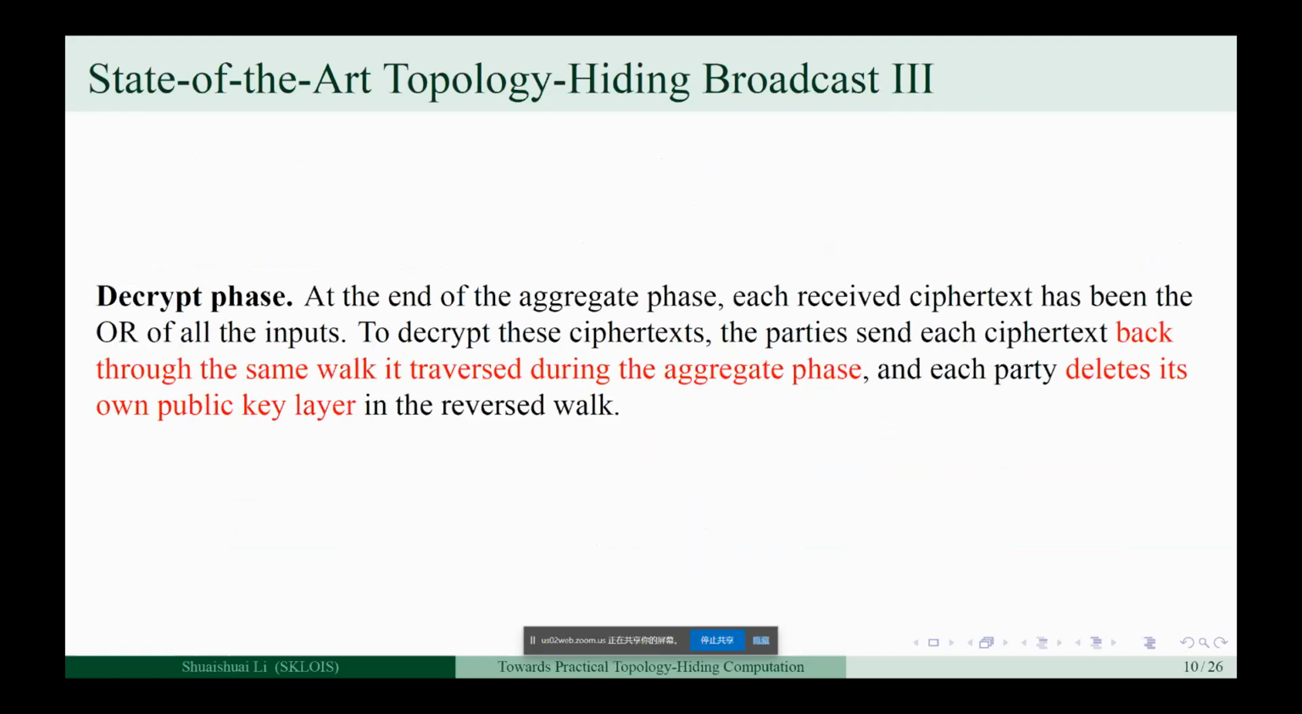The decrypt phase also takes T rounds at the end of the aggregate phase. Each received ciphertext has been the OR of all the inputs. To decrypt these ciphertexts, the parties send each ciphertext back through the same route traversed during the aggregate phase, and each party deletes its own public key layer in the reversed route.